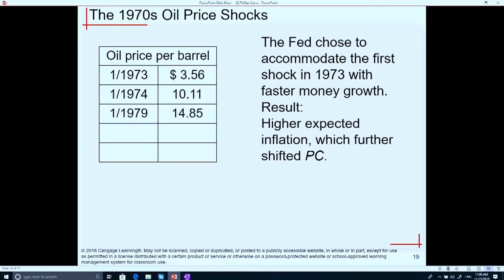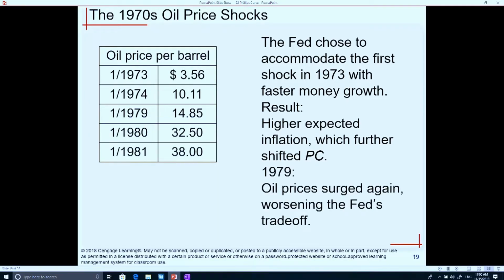Well, along comes 1979 and the Iranian Revolution, and the price of oil again surged over these 3 years: $14, $32, $38. It more than doubled over those 2 years. And now it's going to be more difficult. The Fed can't just keep increasing the money supply to fight off the recession. Inflation is beginning to become a serious problem.